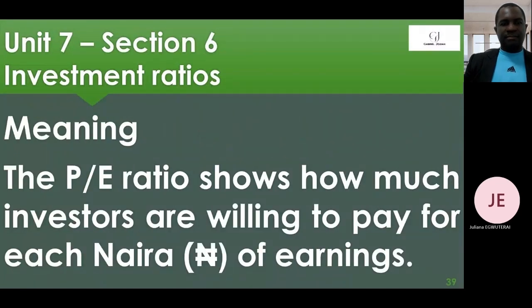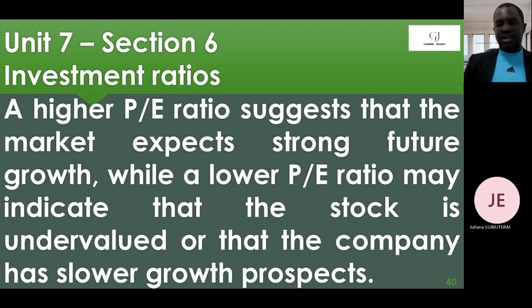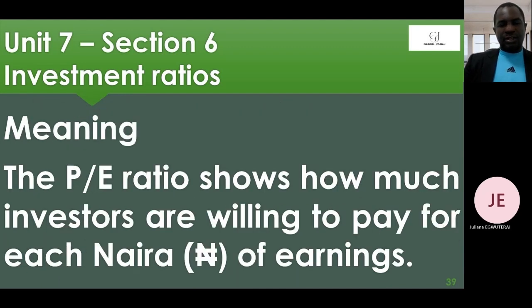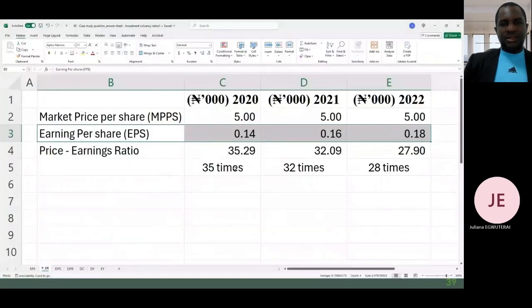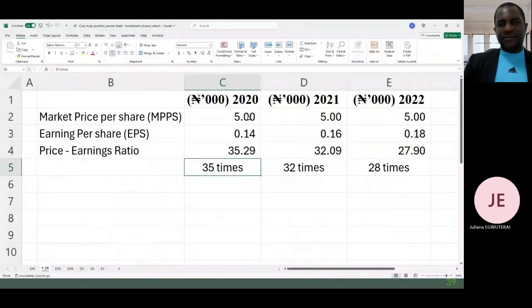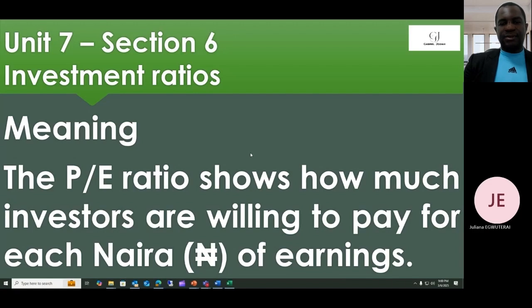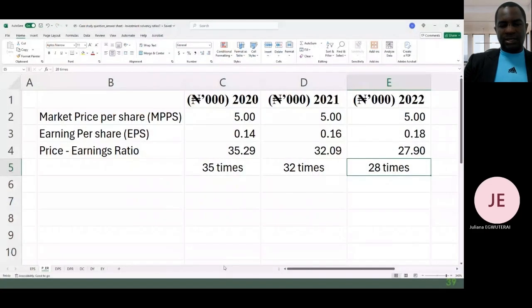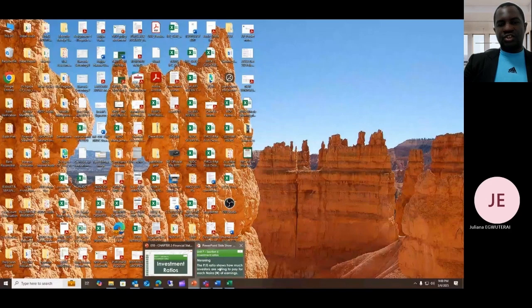Let's look at the meaning. So the price earnings ratio shows how much investors are willing to pay for each naira of earnings. That's why I said how many times. So for this 2020, 35 times. Because if you look at 5 naira 14 kobo, it's quite high. 35 times, and this is 32 times, and this is 28 times. It's quite high. And the shares are doing very well on the market, on this floor of the stock exchange.